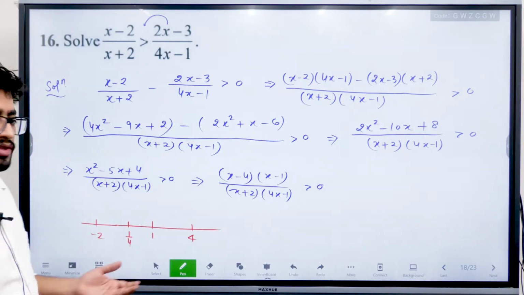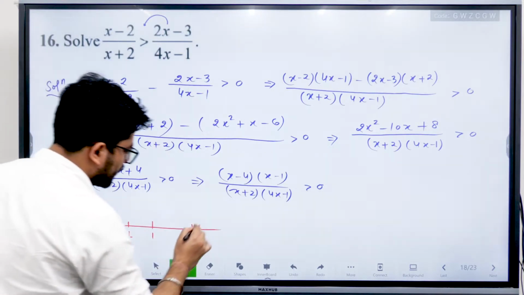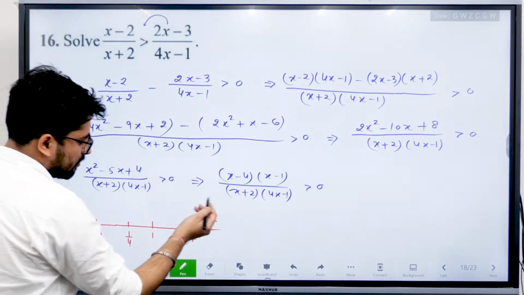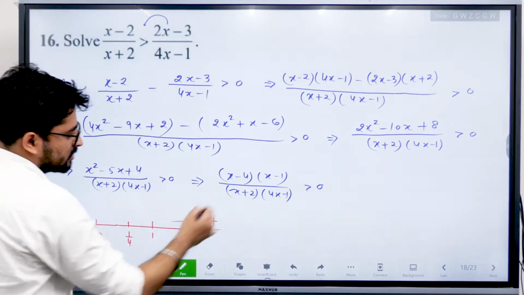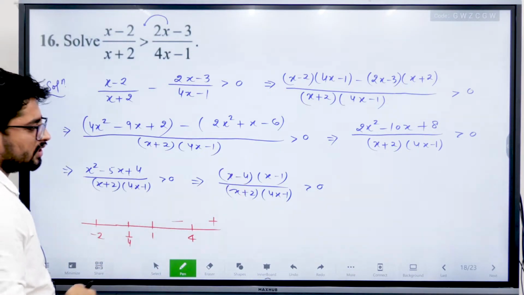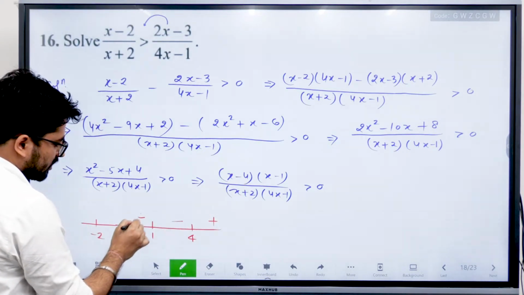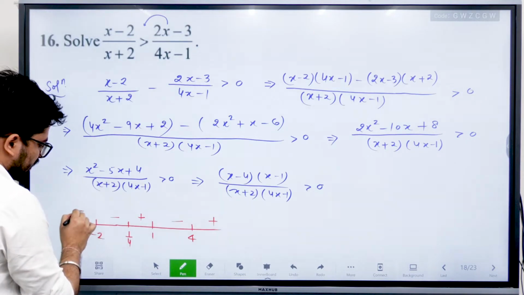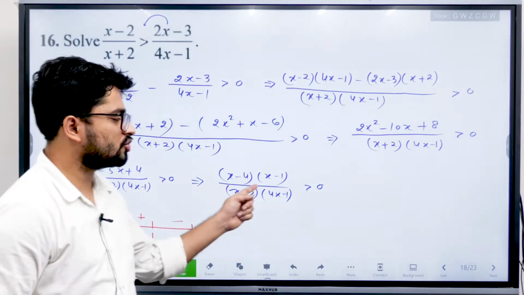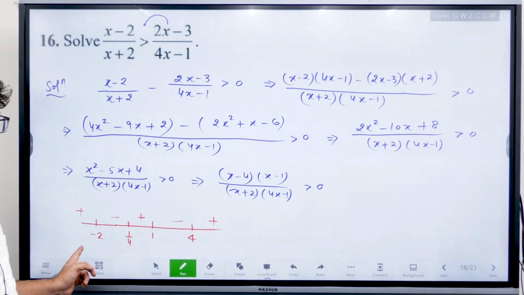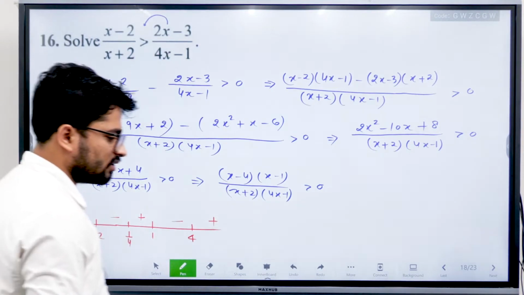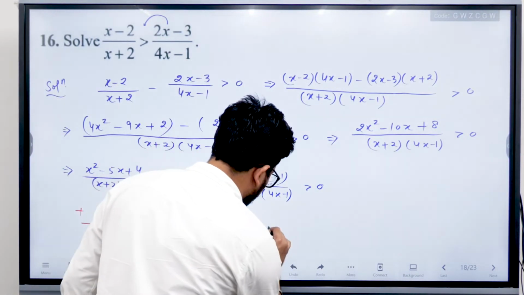Okay, using the wavy curve method, in the rightmost interval we have plus. The powers are odd numbers, so x minus 4 comes from here, power is an odd number, so change the sign. Similar concept: change the sign, minus, and again change the sign. You want the values of x where your expression is positive. The expression is positive in the interval minus infinity to minus 2.